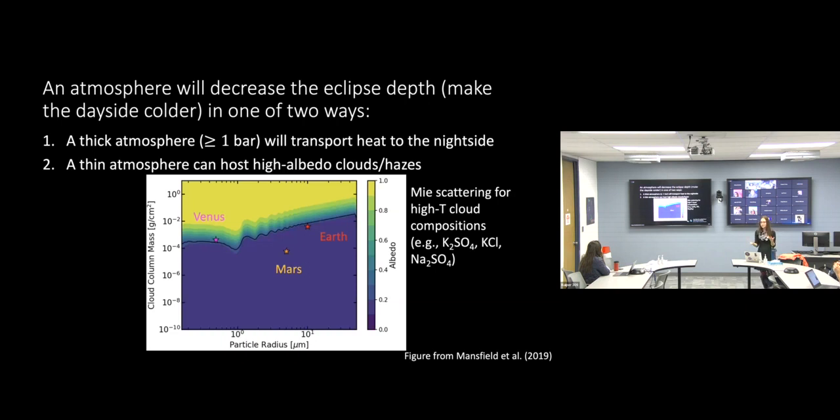So depending on your cloud composition, if you have an atmosphere that has clouds with a very high albedo in it, that will also reflect away a lot of light on the day side of the planet, which will also effectively cool down the day side temperature that you measure.